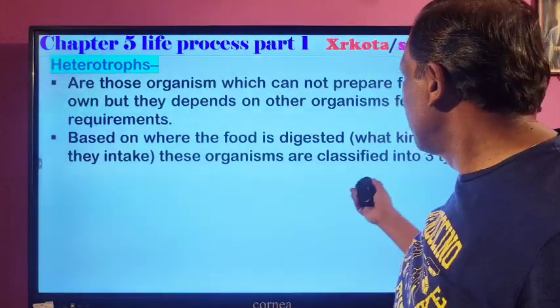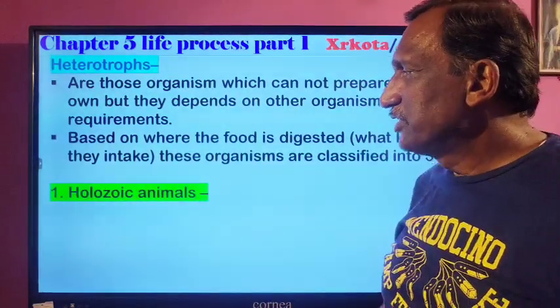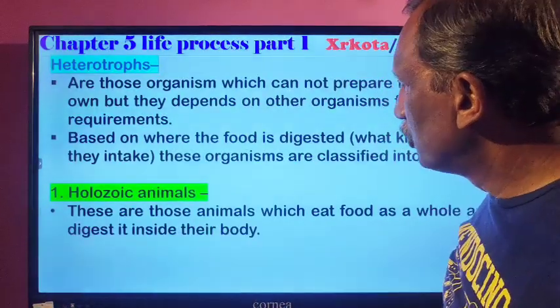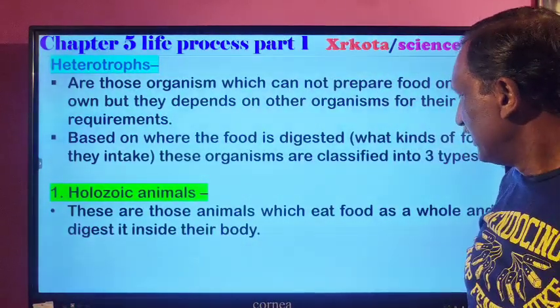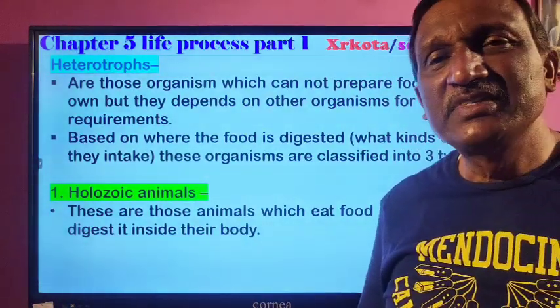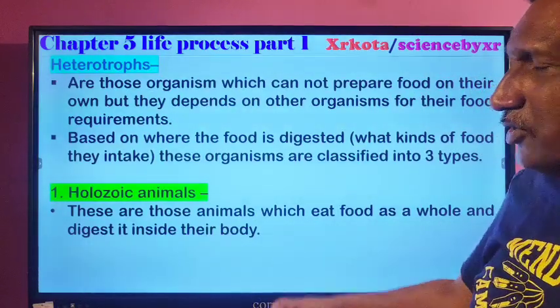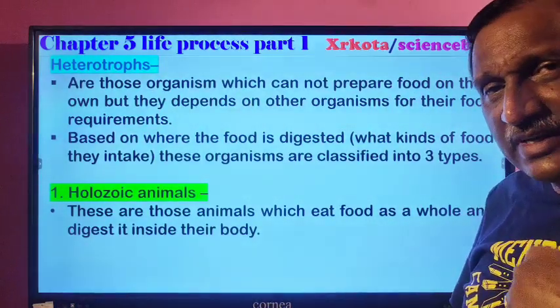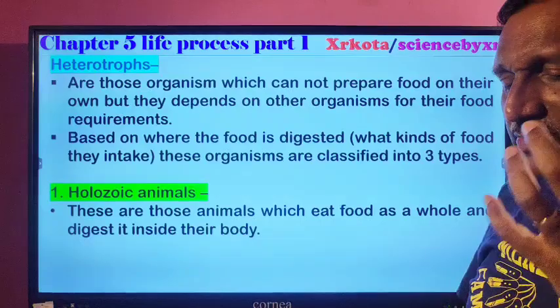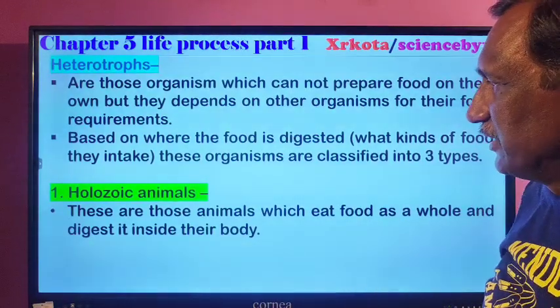So the organisms are classified into three categories. First is holozoic organisms. These are those organisms which eat food as a whole and digest it inside their body. So these are the organisms which digest food inside the body. They have a digestive system or certain organs where the food is being digested.